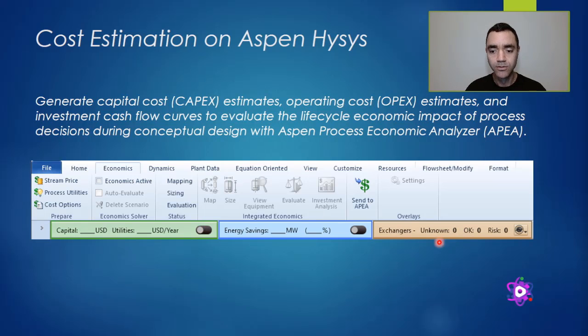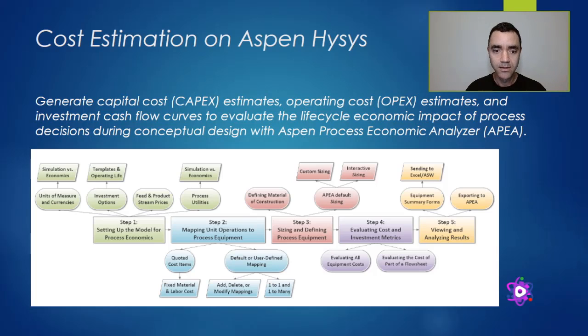To do all the calculations, Aspen HYSYS follows 5 steps: the setting up of the model for process economics, where we will not get into the APEA, but it can also be used as standalone software; the mapping of unit operations to process equipment; the sizing and defining of process equipment; evaluating costs and investment metrics; and viewing and analyzing results.